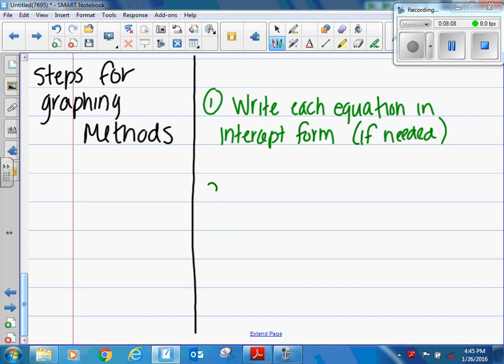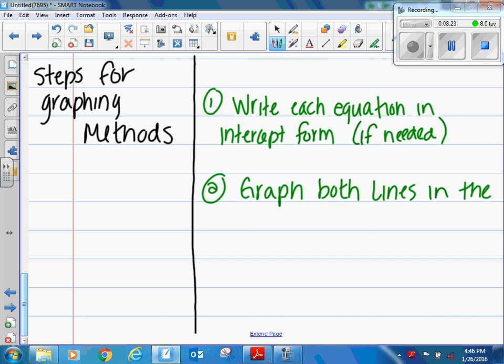Number 2, we're going to graph both lines. This should be a review. We just finished a whole unit on linear equations, so graphing these should be second nature. And we have to graph them in the same coordinate plane, okay? So on the same graph.